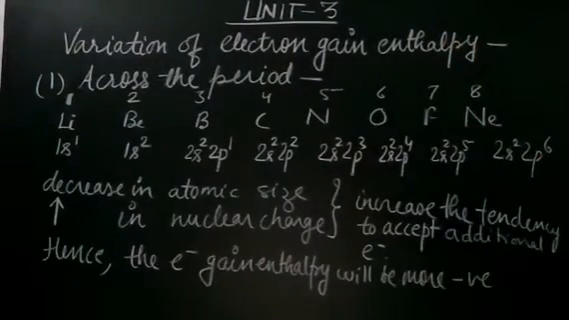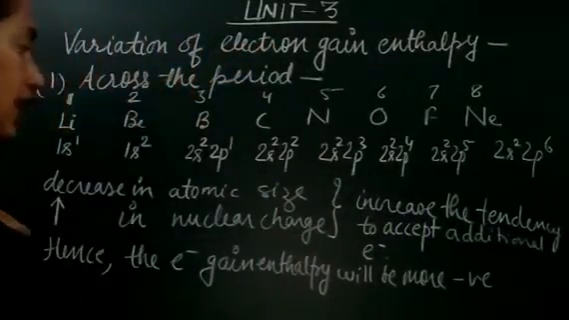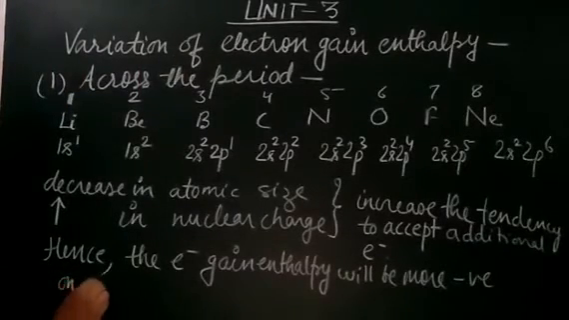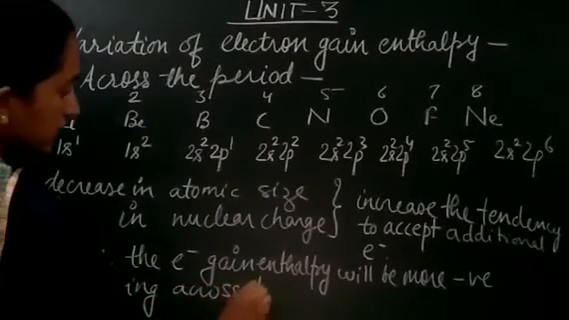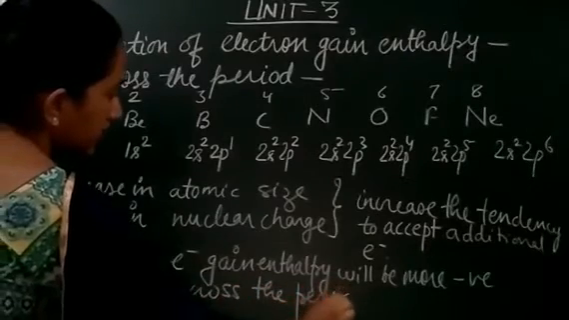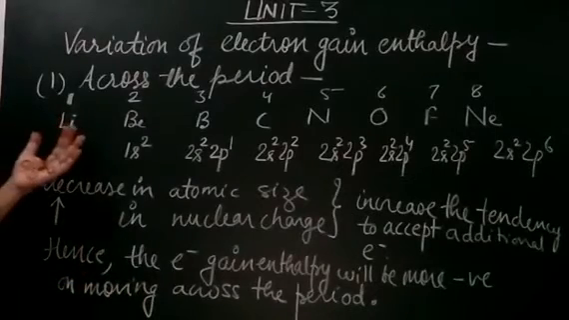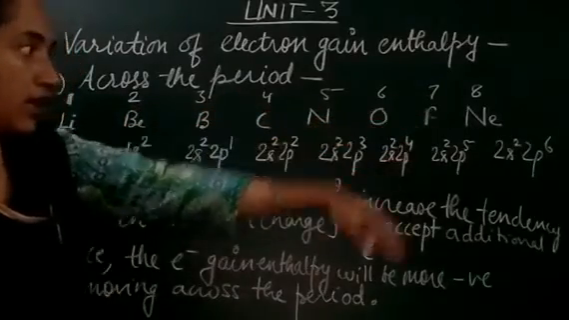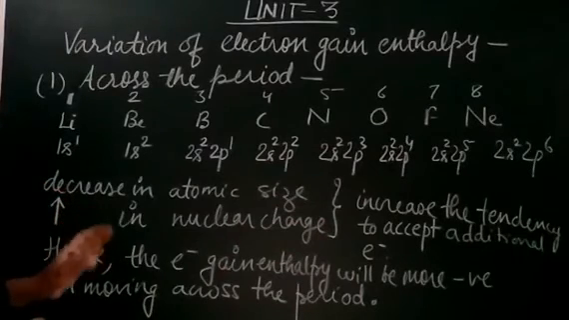So when we move across the period, there is more tendency of an atom to accept the electron, and hence the electron gain enthalpy will become more negative on moving across the period. Right, students? Now, that means here, when we are coming from lithium, beryllium, boron, carbon, nitrogen, oxygen, fluorine and neon, the electron gain enthalpy is going to become more and more negative.